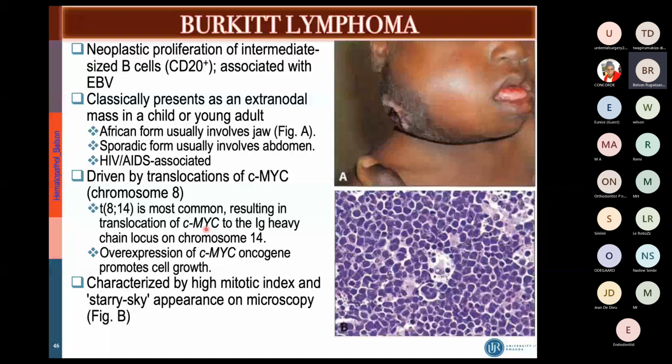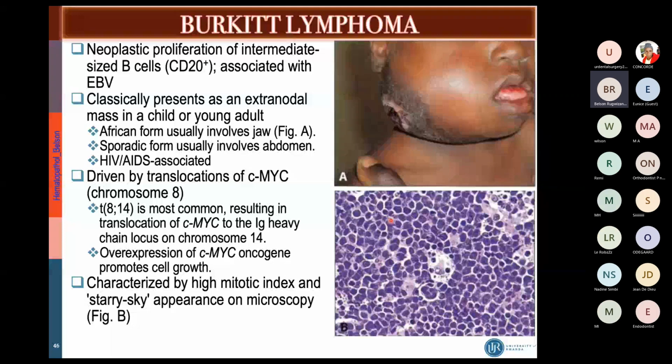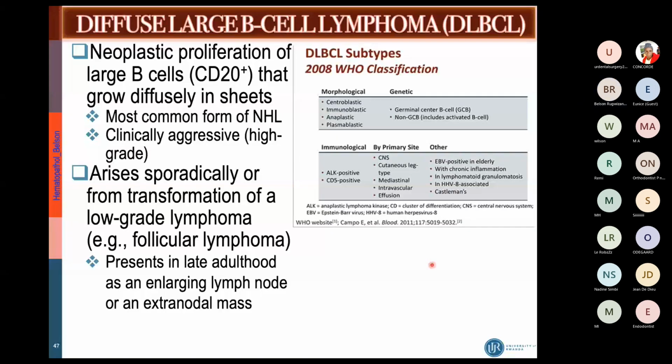So they have a very high mitotic index and a starry sky pattern on the microscope. It contains many apoptotic bodies, which create the starry sky. The cells are very blue because they are highly active in DNA synthesis, and some die and are engulfed by macrophages and look white. The sky itself is blue, with white spots, these tingible body macrophages, so it looks like stars in the sky, which is why it was called starry sky, and that is where the term came from.